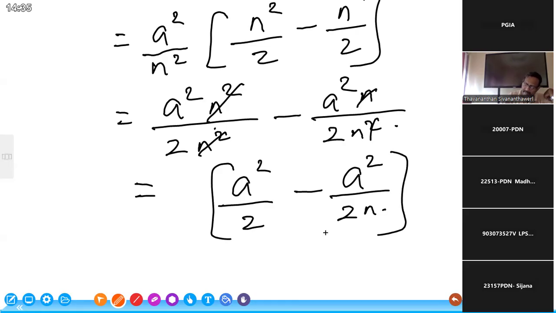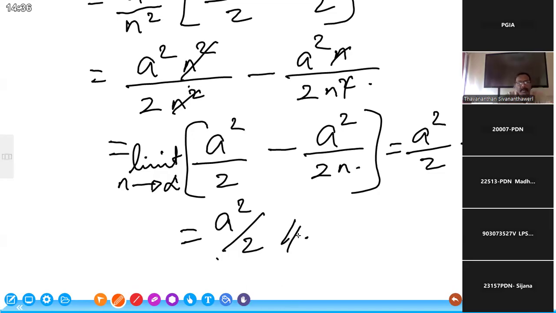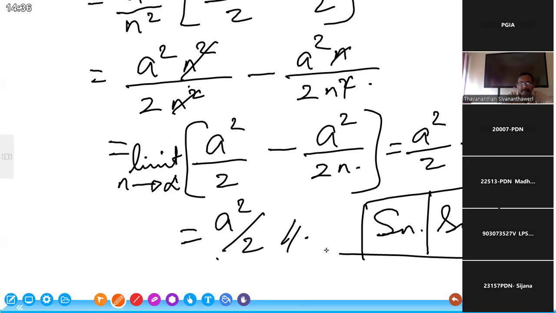Now you apply the limit when n reaches infinity. That will be given as a square by 2 minus 0. So that is equal to a square by 2. So the area is a square by 2. What we emphasize here is whether you use the circumscribed method or the inscribed method, whatever method you are using, we will end up with the same area.